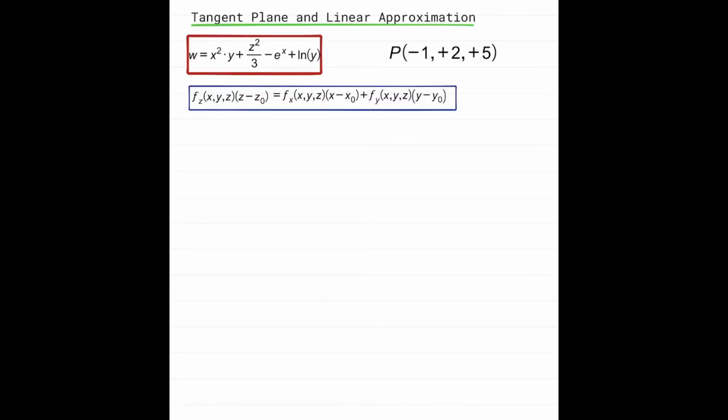Hello guys, so in this video we're going to go over how to find the tangent plane and linear approximation given a multivariable function and a point. So without further ado, we have an equation right here.